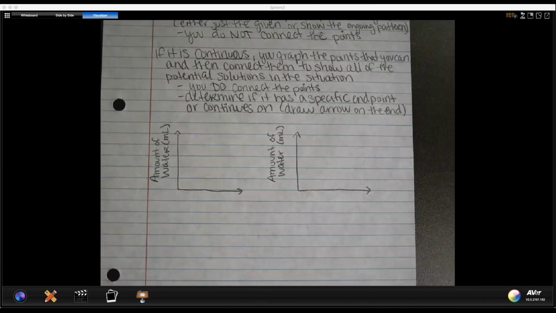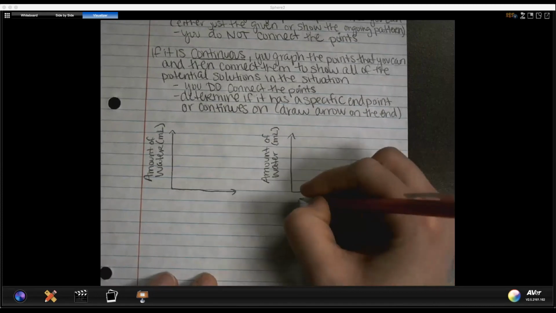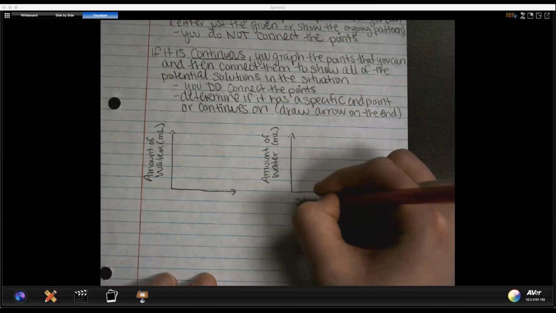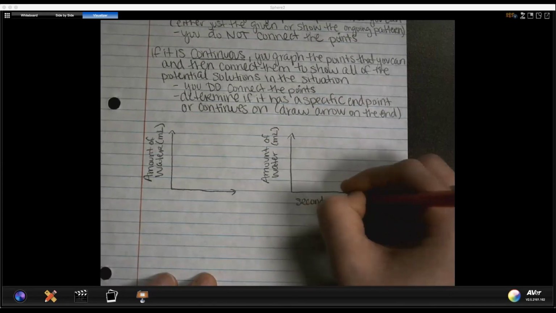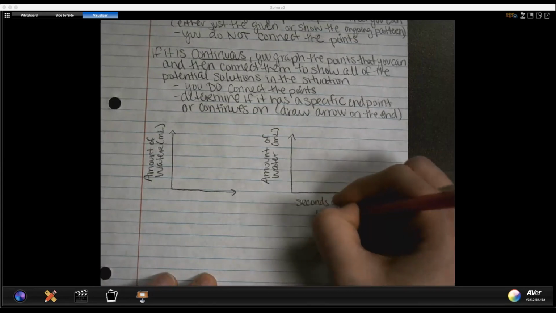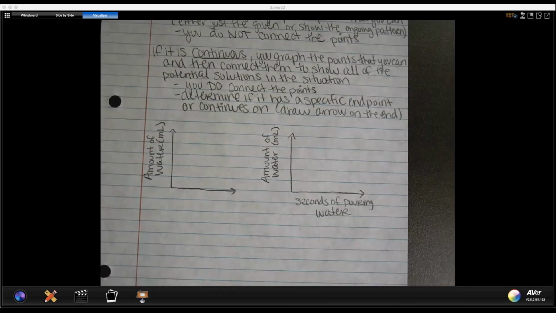How we're going to make this different is the independent value. Okay. So on this one on the right here, we're going to say that this is going to be the seconds of pouring water.